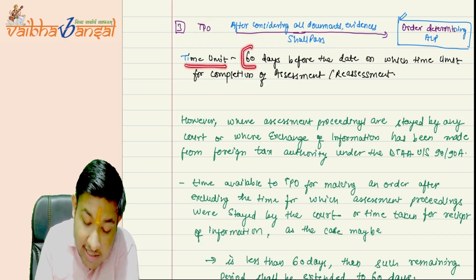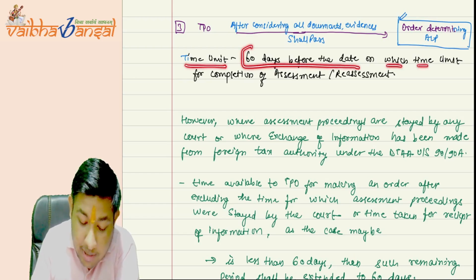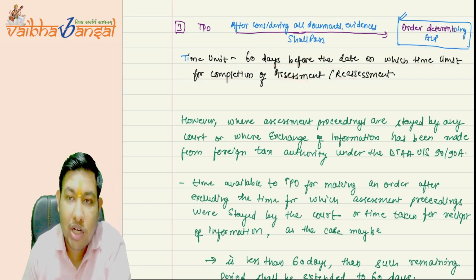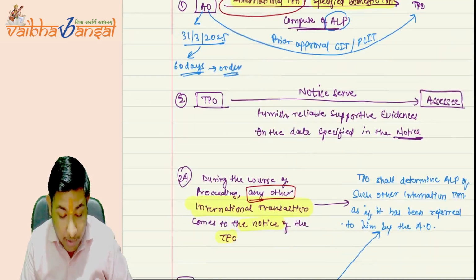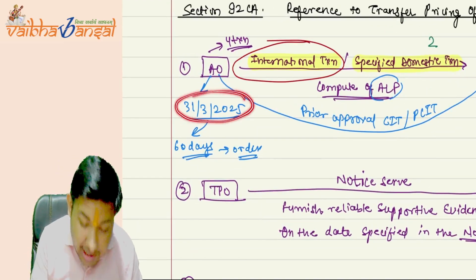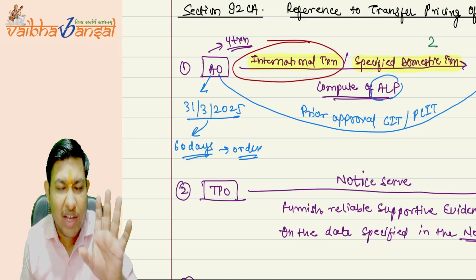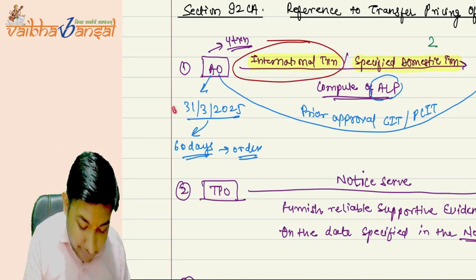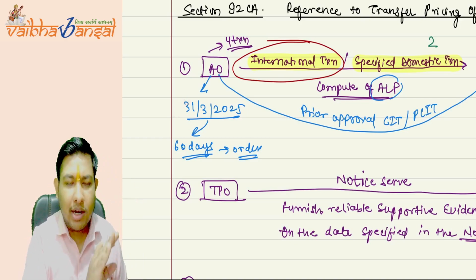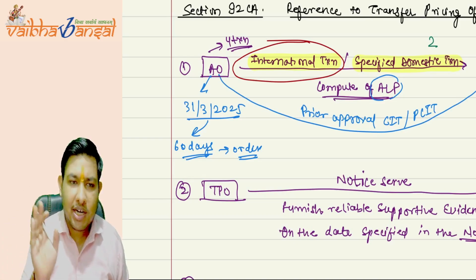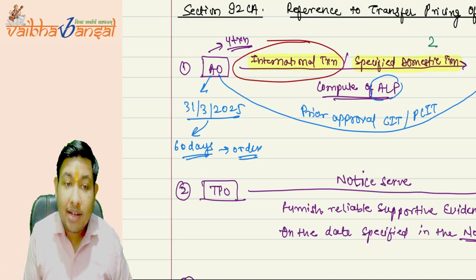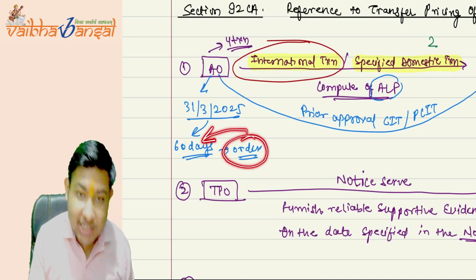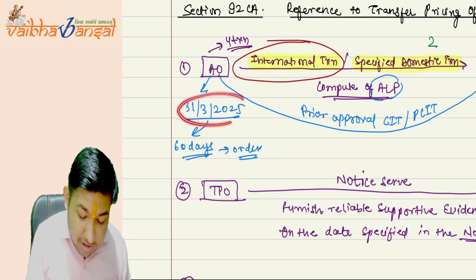The time limit is 60 days before the date on which the time limit for completion of the assessment or reassessment expires. Suppose the AO's time limit for completion of the assessment or the reassessment is expiring on 31st March 2025. The completion date is 31st March 2025. Then the TPO must give his order 60 days before this date.